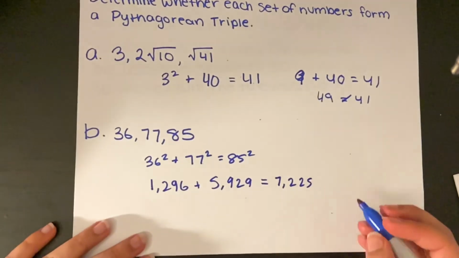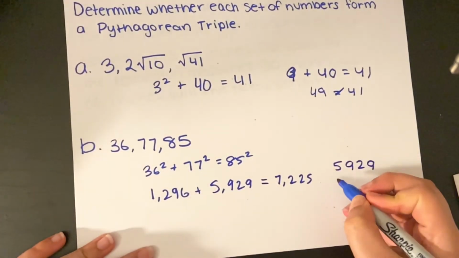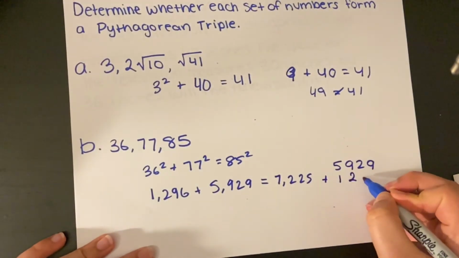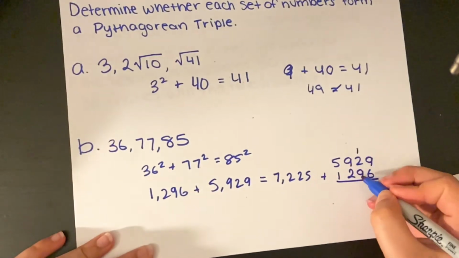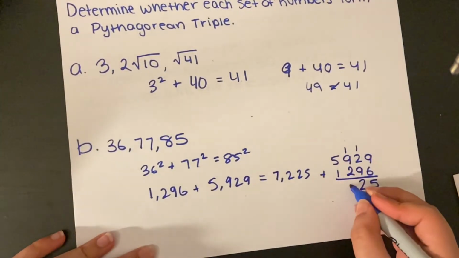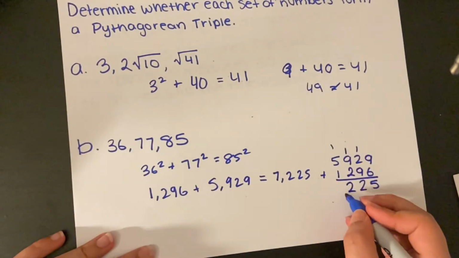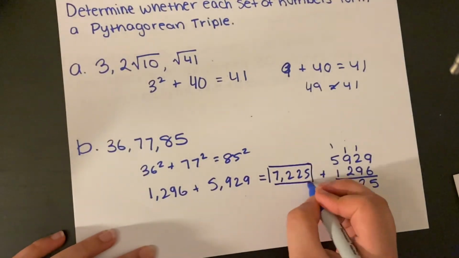All right, let's see if this satisfies the equation. So 5,929 plus 1,296 would be 9 plus 6 is 15. 9 plus 3 is 12. 9 plus 3 is 12 again. And 5 plus 2 is 7. And we get the number 7,225.